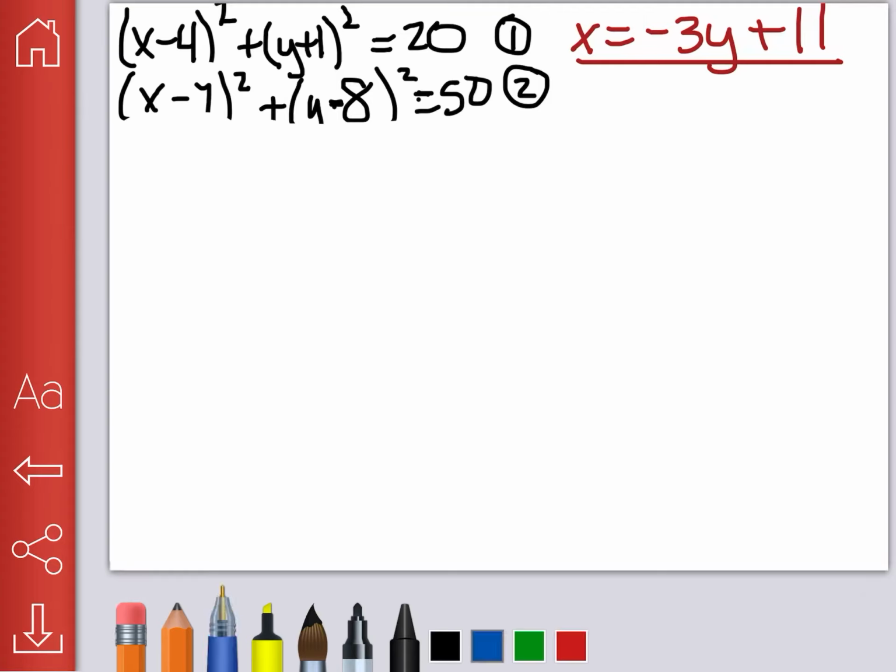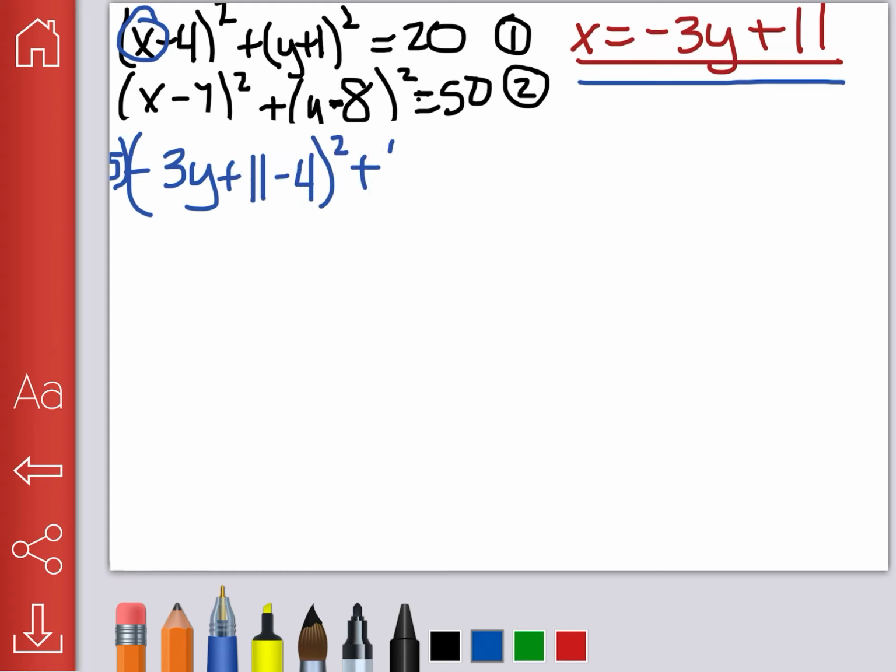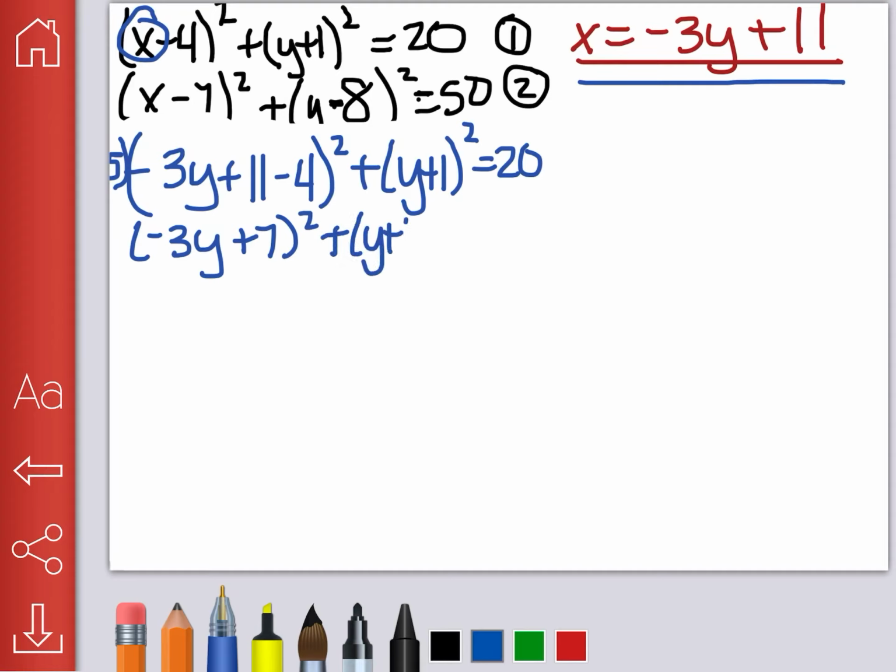Now, here's what we do with that. We have to plug this into one of our original equations. I usually pick the one with smaller numbers, so I'm going to pick equation 1. So since it's equal to x, I'm going to plug it into x. So negative 3y, this would be, I'm on step 5, negative 3y plus 11 minus 4 squared plus y plus 1 quantity squared equals 20. So this would be negative 3y plus 7 squared plus y plus 1 squared equals 20.